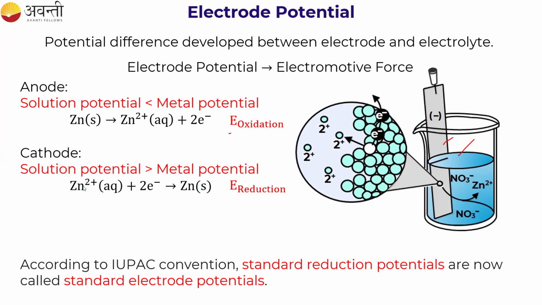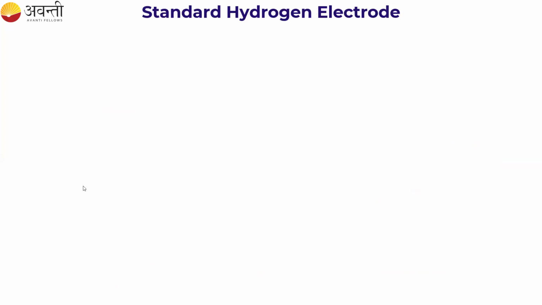Got it? Next we are going to study the standard hydrogen electrode, which is called SHE. So when do we call the electrode a standard hydrogen electrode? It is called a standard hydrogen electrode if the condition is at STP. What is meant by STP? Standard temperature and pressure. The standard temperature value is 298 Kelvin and the standard pressure value is 1 bar.